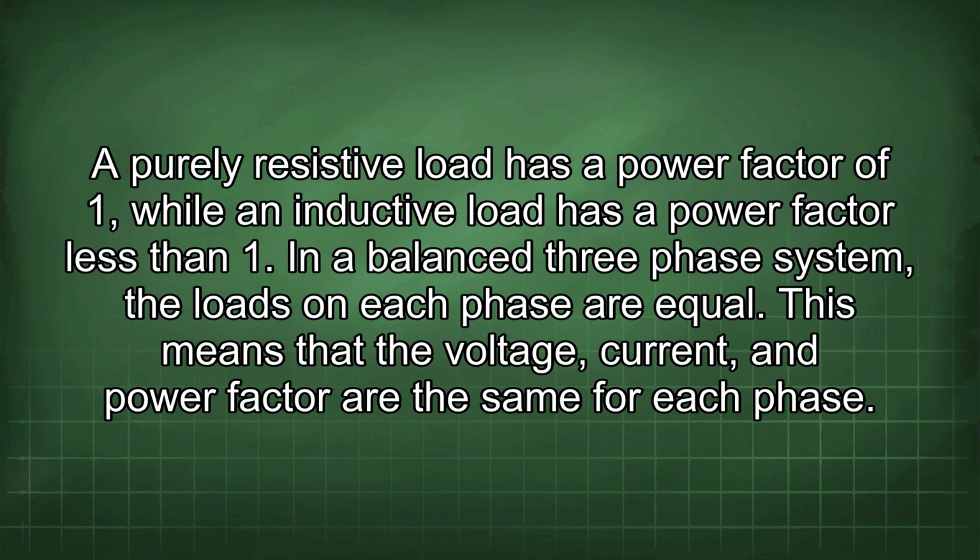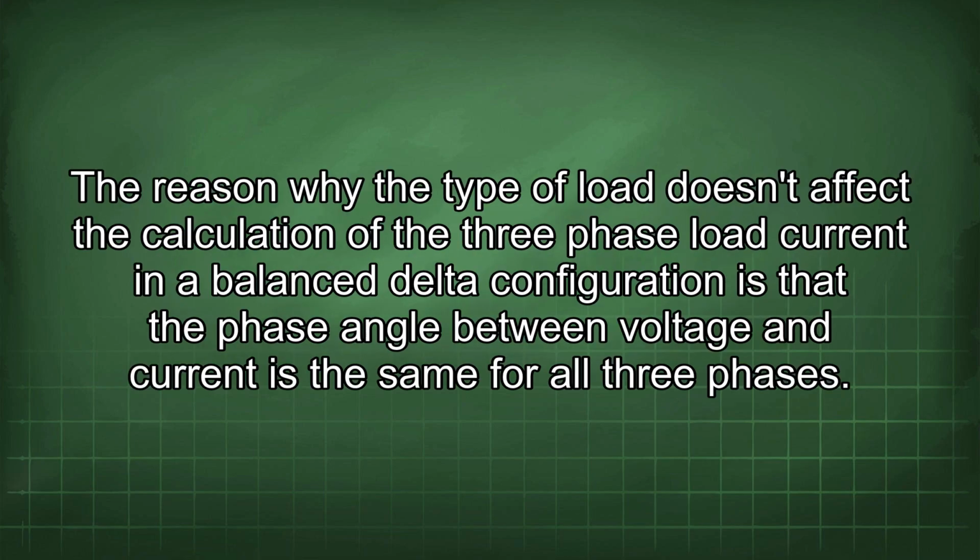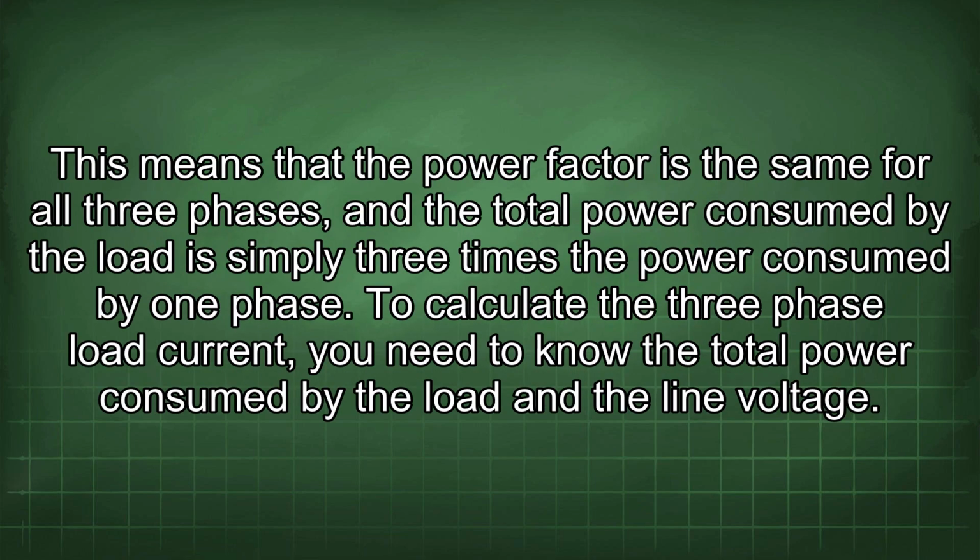In a balanced three-phase system, the loads on each phase are equal. This means that the voltage, current, and power factor are the same for each phase. When a delta connection is balanced, the current is evenly distributed among the three phases regardless of whether the load is resistive or inductive. The reason why the type of load doesn't affect the calculation of the three-phase load current in a balanced delta configuration is that the phase angle between voltage and current is the same for all three phases. This means that the power factor is the same for all three phases, and the total power consumed by the load is simply 3 times the power consumed by one phase.